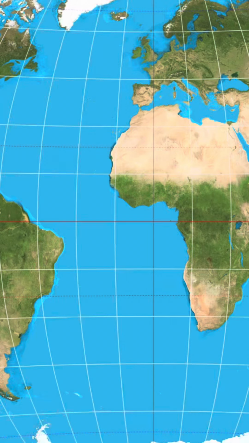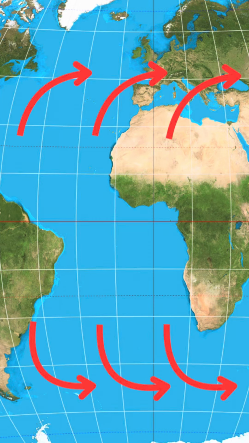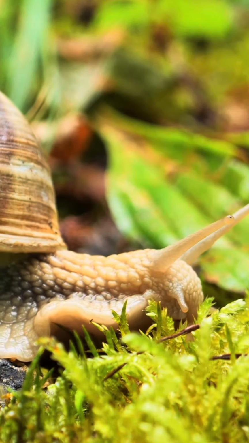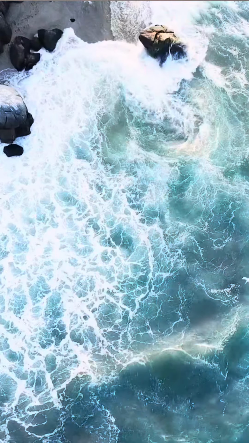This motion of things going right as they go to the poles or going left as they go to the equator is what the Coriolis Effect is, and it plays an important part in how things move in our world. It influences things from ocean currents to winds to even the direction of hurricanes.